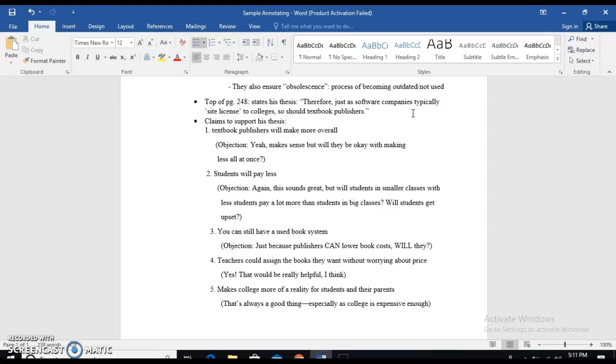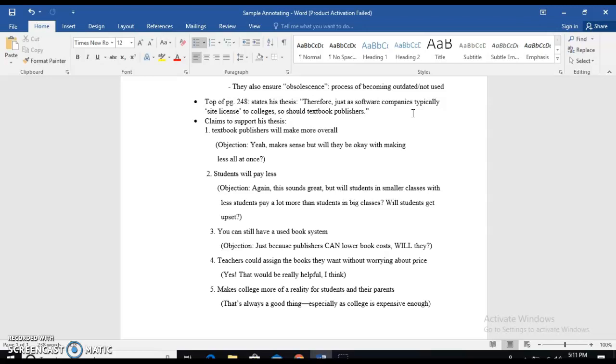You can still sell stuff used, but again, you're ultimately going to be paying a lot less than you would with the current system. So an objection that I might see is just because publishers can lower their book costs, they could, will they actually do it, right? They're running a business and they want to make as much money as they can. So again, that's him hypothesizing this could happen, but will it work in reality, right?